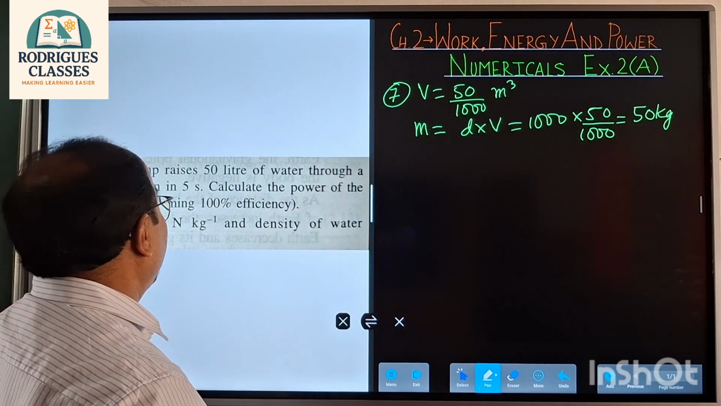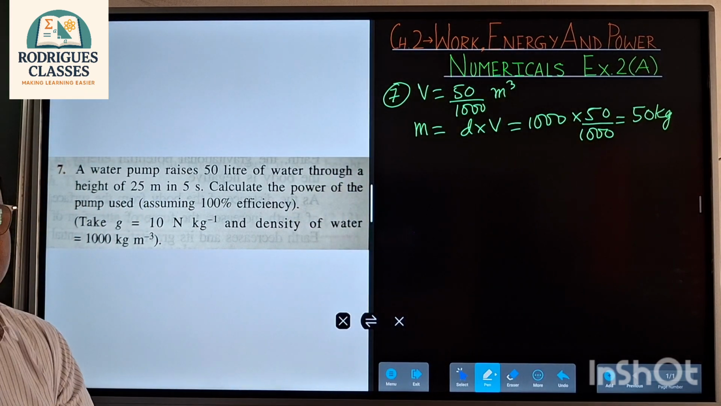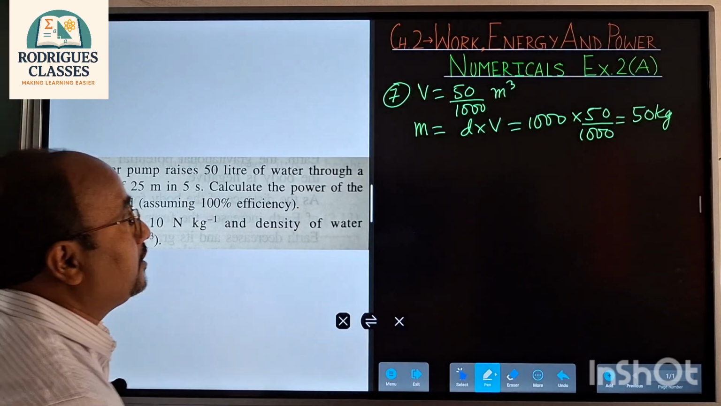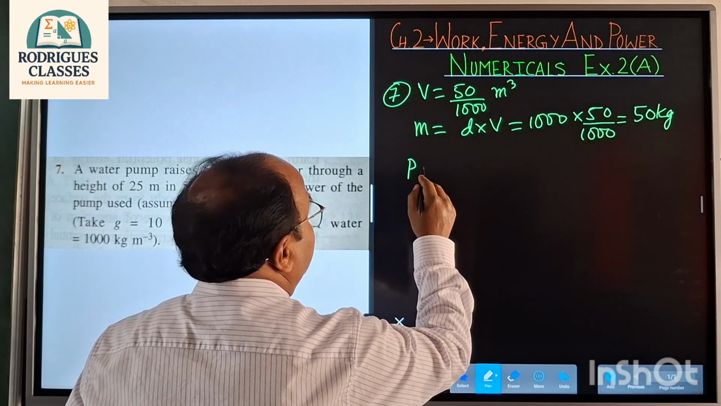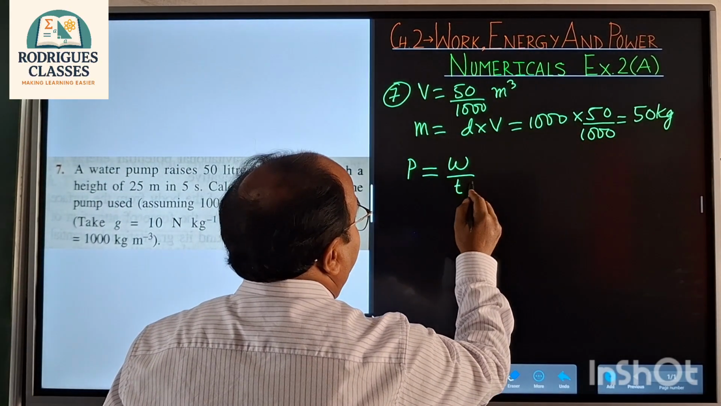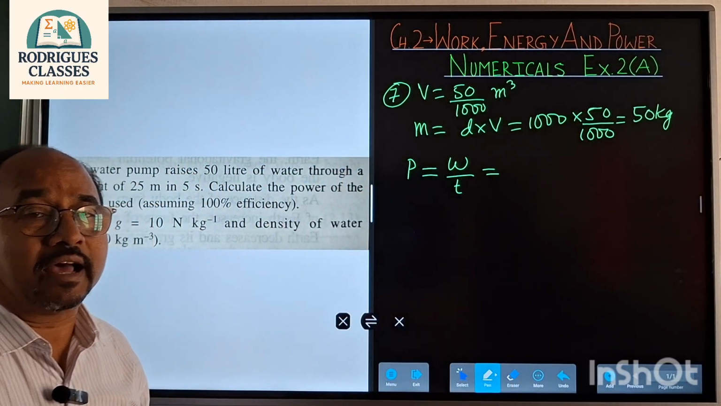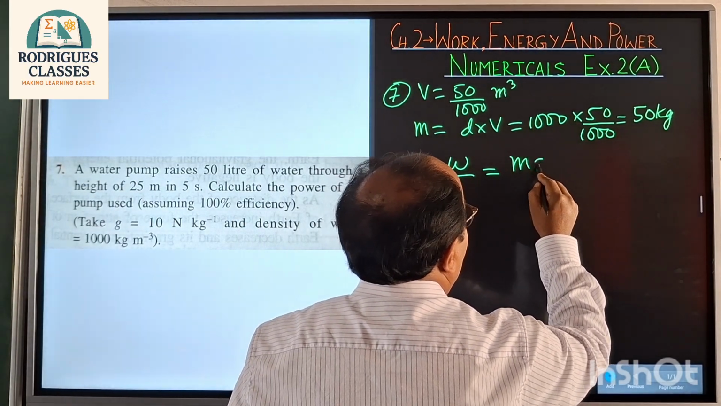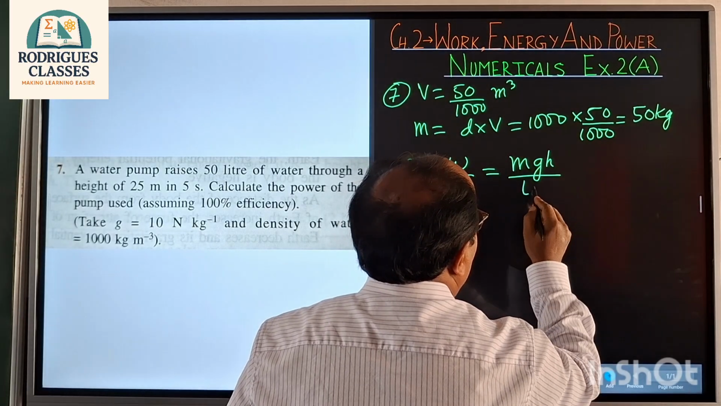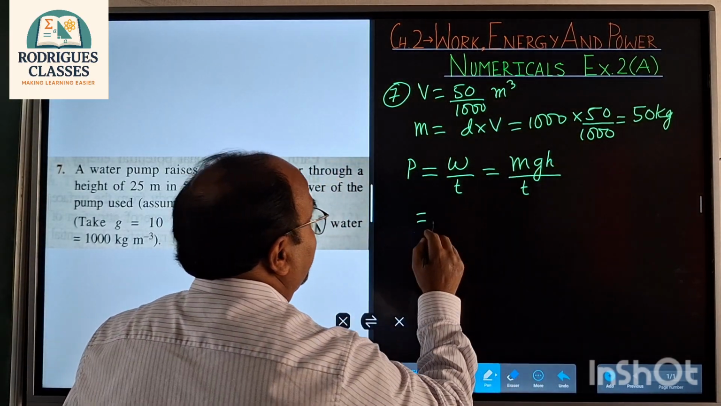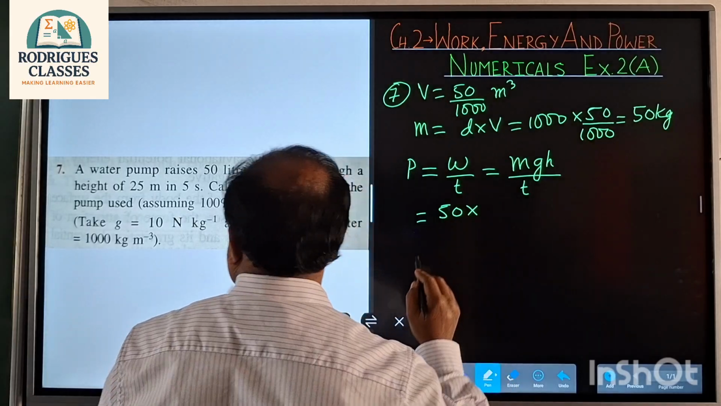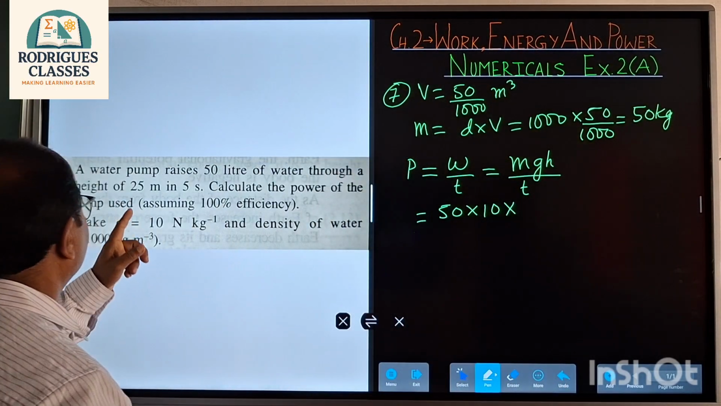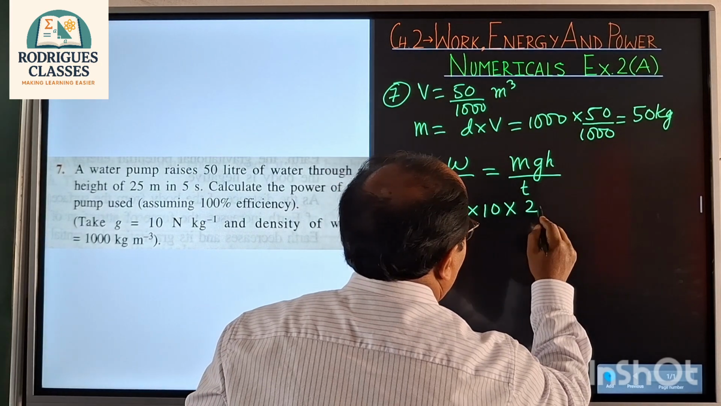Okay, so we know the mass part. The pump is raising the water to a height, so work is done against the force of gravity. So first of all, I write the power formula, work done by time. Because the work is done due to the force of gravity, I am writing here mgh divided by the time. Now m we have got as 50, g they have asked us to take as 10, and the height to which it has been raised is 25.